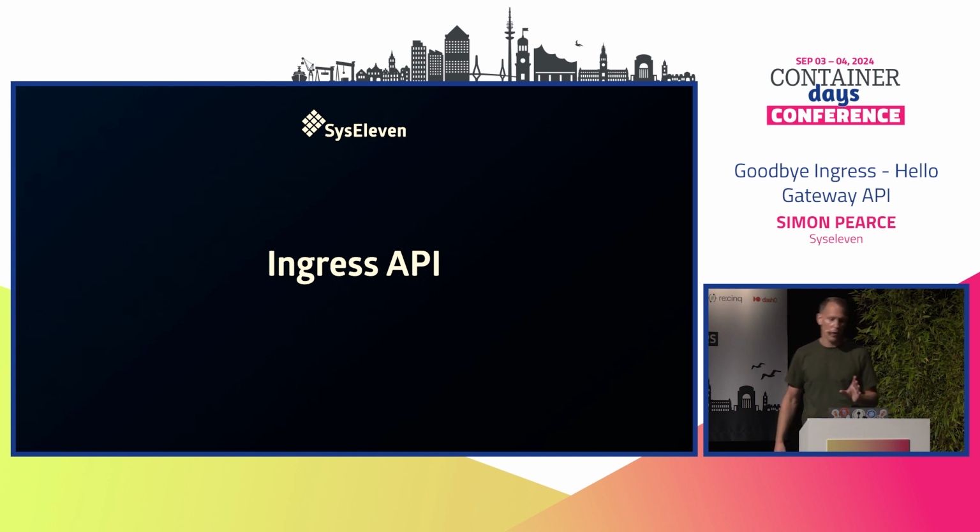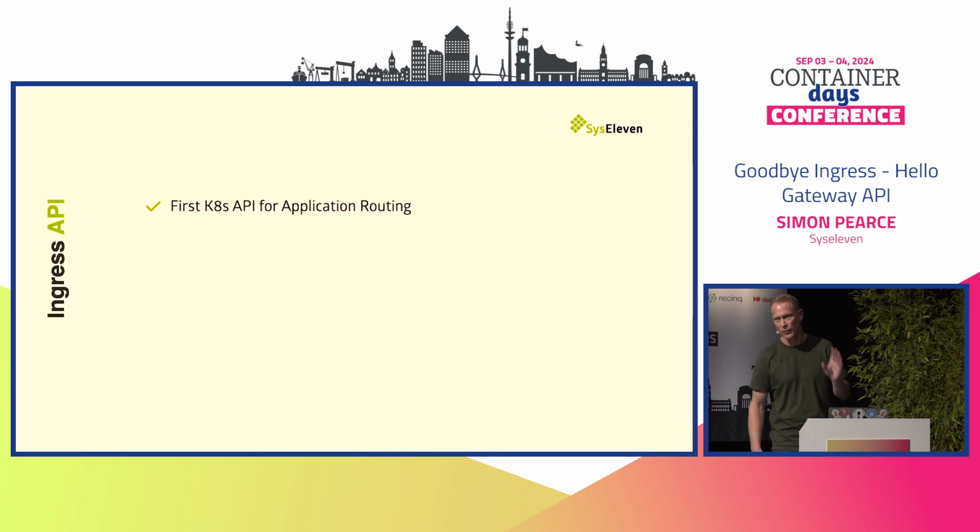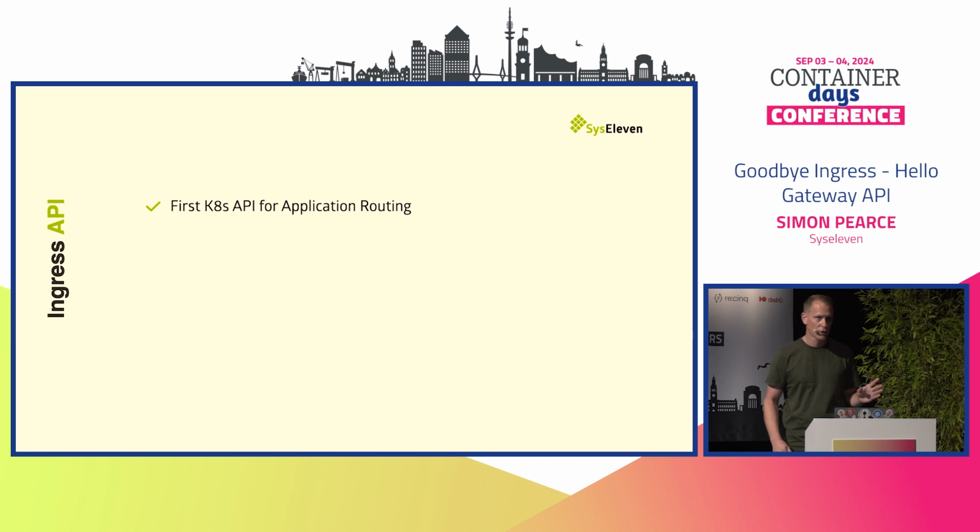Okay, so let's talk about the existing Ingress API. As I said earlier, this talk is definitely biased, and the existing Ingress API is still the stable API. It was the first Kubernetes API for application routing. It's been around for a long time, and it still does a good job today.